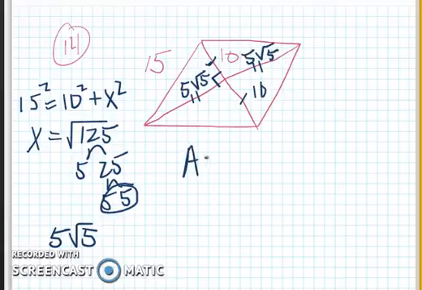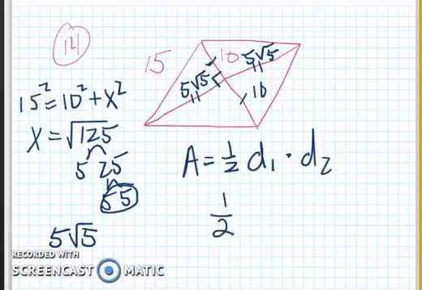So my area formula is 1/2 diagonal 1 times diagonal 2. So that's going to be 1/2. Diagonal 1 is 10 plus 10, which is 20. Diagonal 2 is 5 rad 5 plus 5 rad 5. That's going to be actually 10 rad 5.